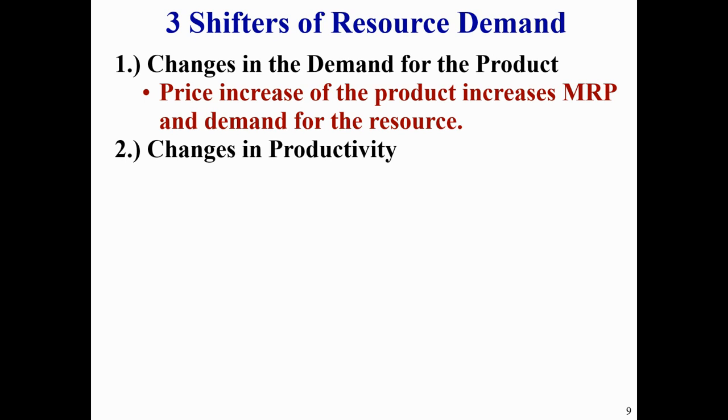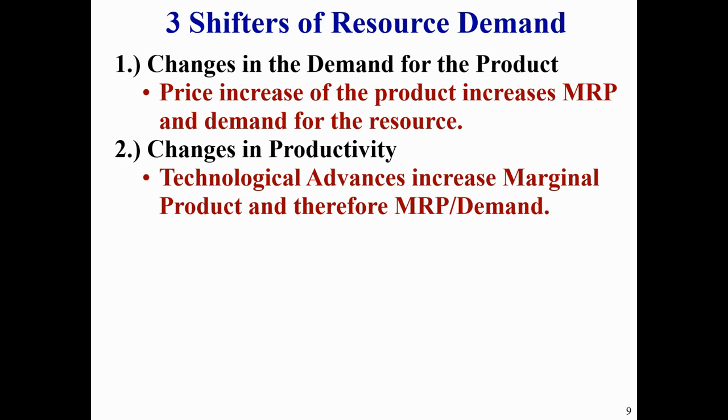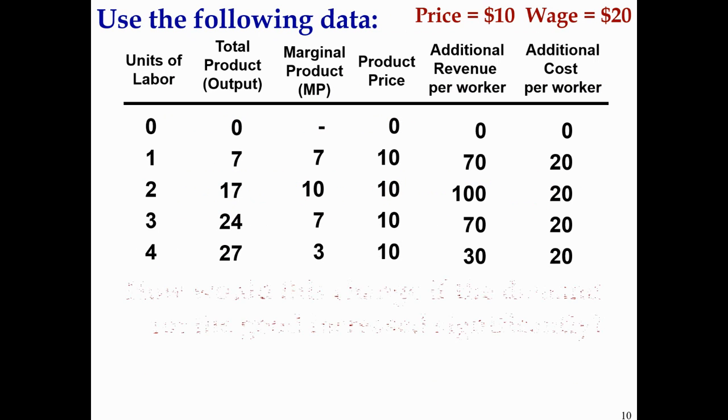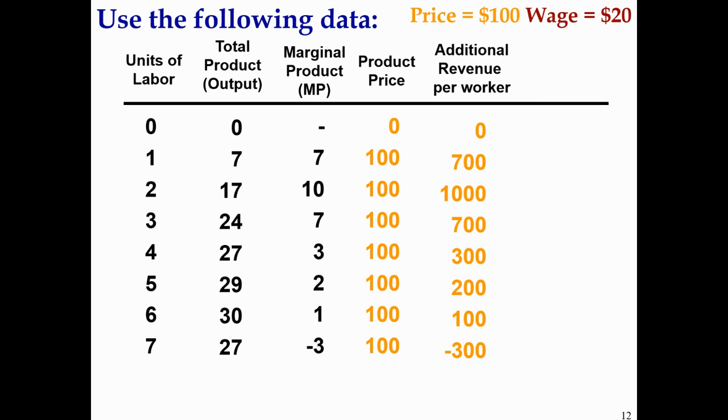Number two, changes in productivity. So there's a new technology that advances. This would increase the marginal product and therefore would increase the marginal revenue product and also the demand. How can we see this in the graph? Let me show you here.